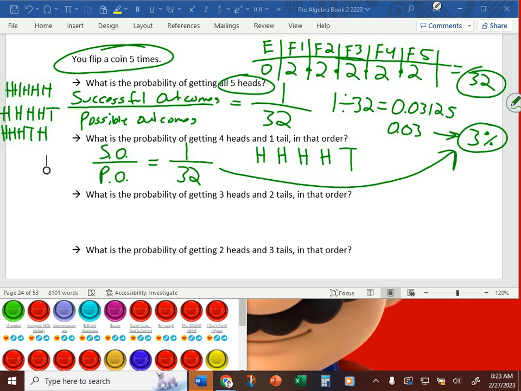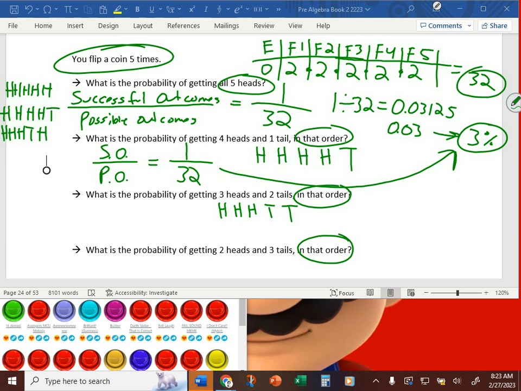What is the probability of getting 3 heads and 2 tails in that order? Well, we're looking for specifically head, head, head, tail, tail. We want it in that specific order. How many of our 32 outcomes will be head, head, head, tail, tail? Just 1 again, right? This phrase, in that order, turns out to be pretty important. It changes how we think about things.